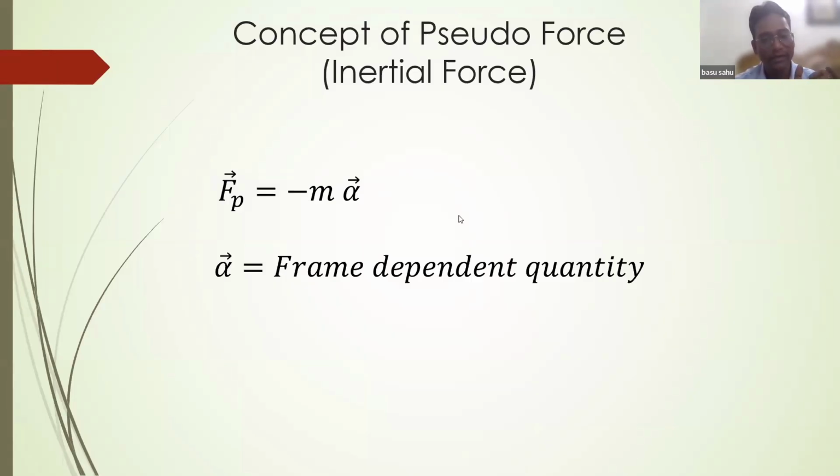If the frame is rotating, the meaning of alpha will change. If the frame is translating, the meaning of alpha will be something else. But the meaning of m will remain the same whether it is translating or rotating. It is just an inertial mass, but we don't use the word inertial mass now; we have retained the concept of inertia and accordingly the inertial force.